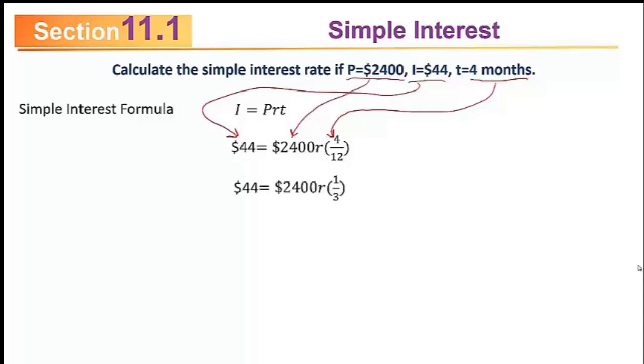And of course, 4/12 is 1/3, and 1/3 times 2,400 is 800. So you get 44 equals 800r, and if you divide both sides by 800, you end up with r equal to 0.055, and if you change that to a percent, you get 5.5%.